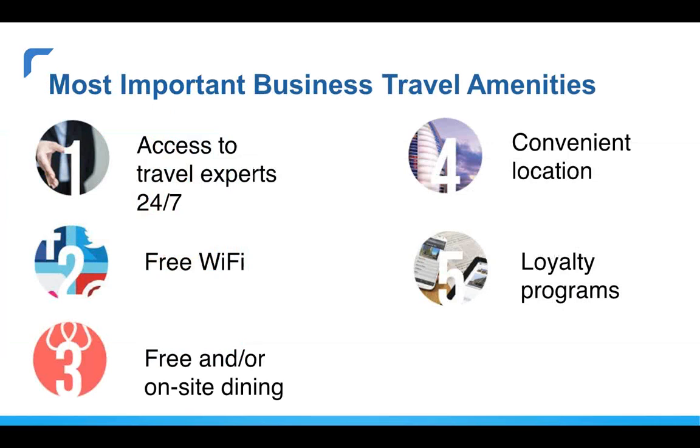So what are the most important things or amenities in order to customize your message to the corporate traveler? Not too surprising. Access to travel experts 24/7, being able to book any time of the day. Free Wi-Fi is a biggie. Free and or on-site dining. Convenient location, and loyalty programs. Loyalty programs mainly because of the convenience factor and efficiency. Some hotels allow you to check in from your phone if you're part of the loyalty program, that kind of thing.